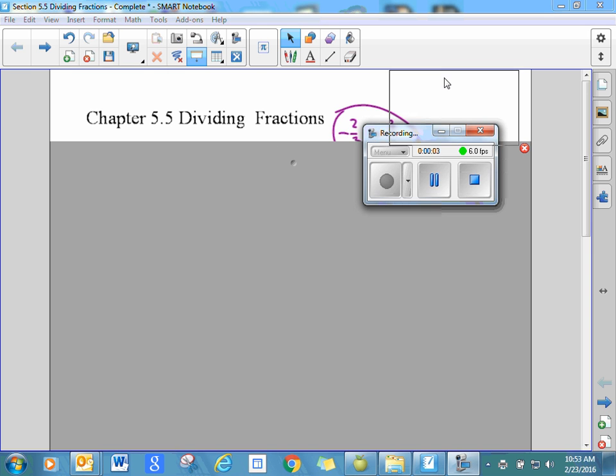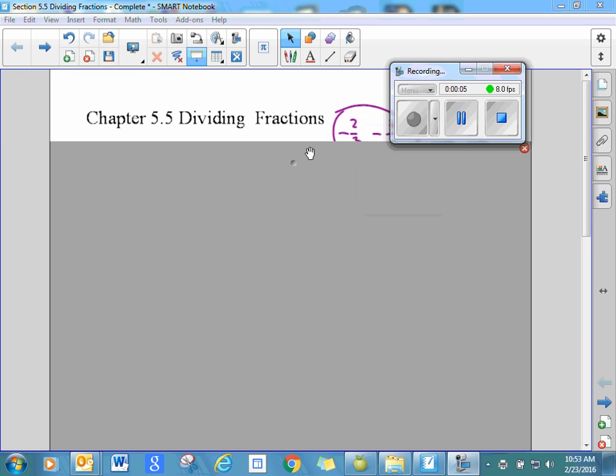Hi guys. So 5.5, dividing fractions. I'm doing this note sheet a little bit differently. I've already written a lot of the problems and I'm just going to use the shade and talk about them as I go. I don't know if I like this or not, but we'll figure it out.